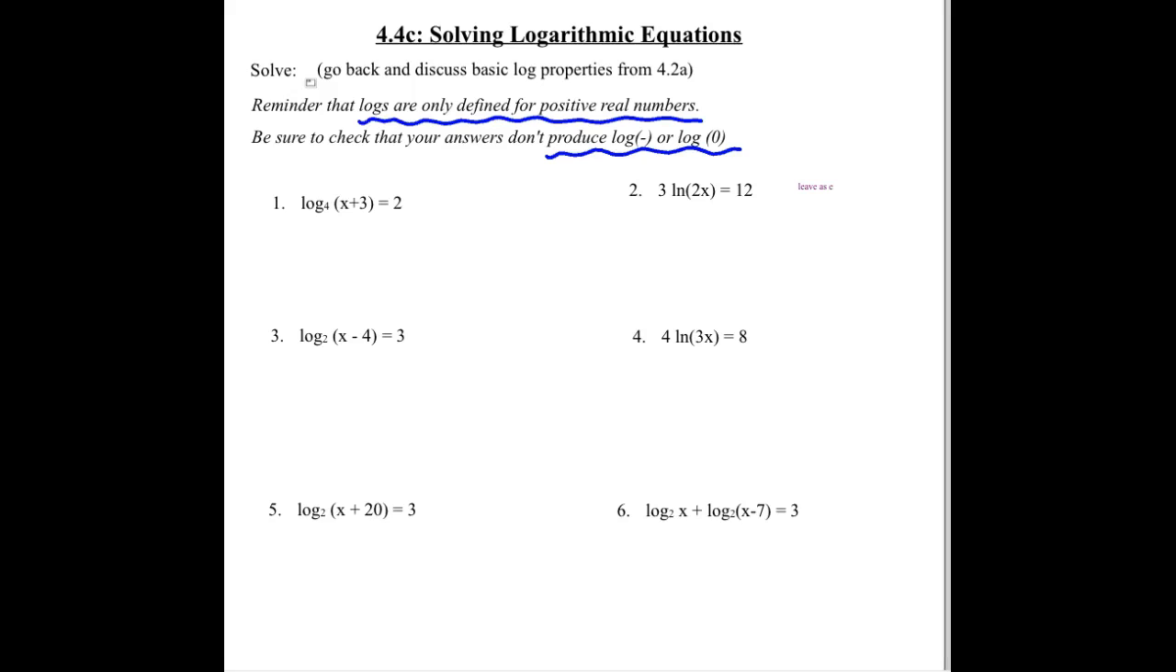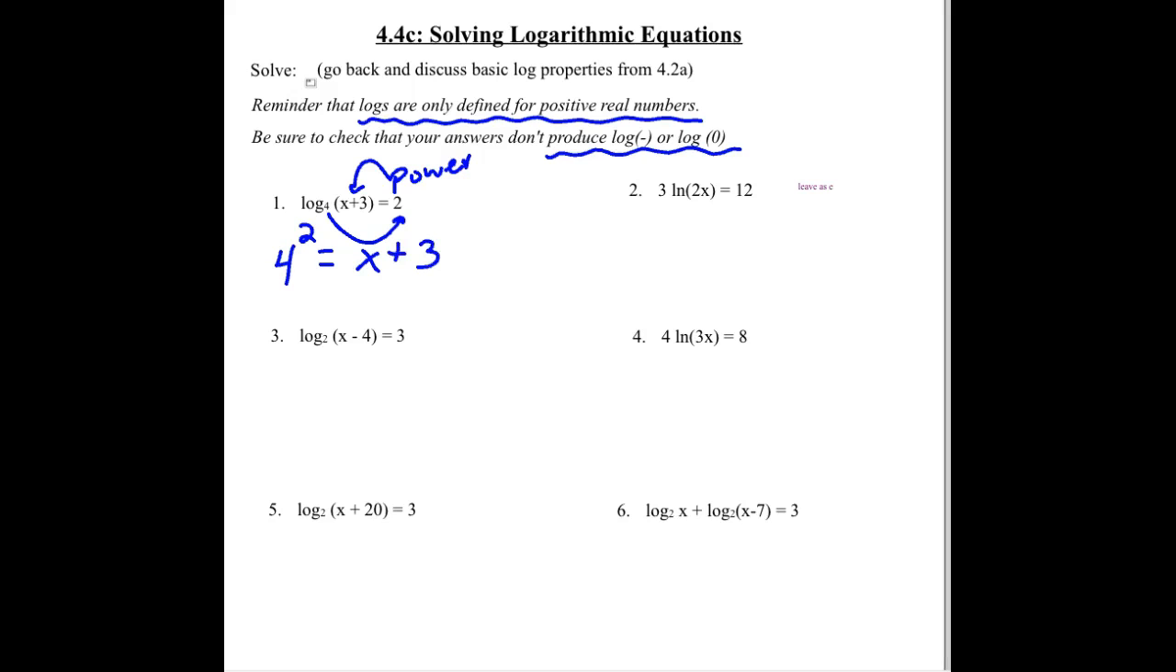First couple here, we have a single log, and we're basically just going to use our definition of a log. How did we convert from log form to exponential form? Some of you learned it last year as snail shell. We talked about making a circle. We start with our base. Which one's our base in this expression? Which one's our power? The 2. Remember, the answer in a log is always your power. So we are saying 4 to that power has to give us that expression. So 4 to the second power has to equal x plus 3.